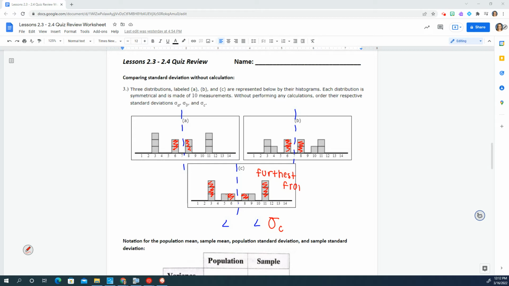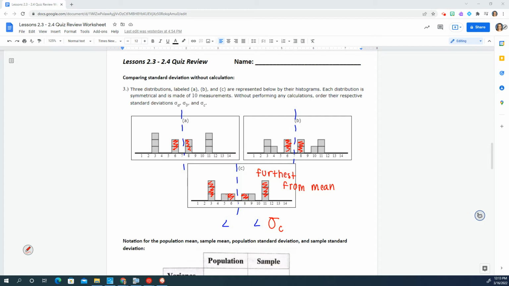I think maybe the way you were thinking is that it's spread out, which is also kind of true, but technically standard deviation is calculating the average distance away from the mean. So even though this isn't super spread out, it's further away from the mean.